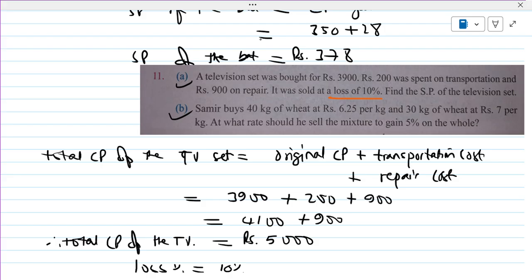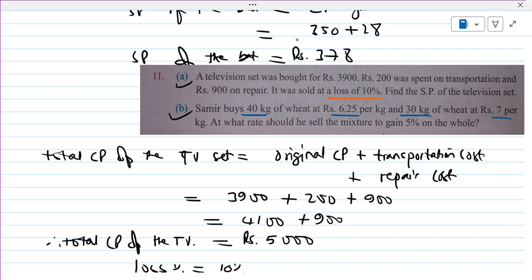Samir buys 40 kg of wheat at rupees 6.25. So first 40 kg of wheat he purchased at rupees 6.25 per kg, and again he purchased the next 30 kg of wheat at rupees 7 per kg. So he has purchased the first 40 kg at the rate of 6.25 and the second 30 kg of wheat at rupees 7 per kg, is it? And now at what rate should he sell the mixture?